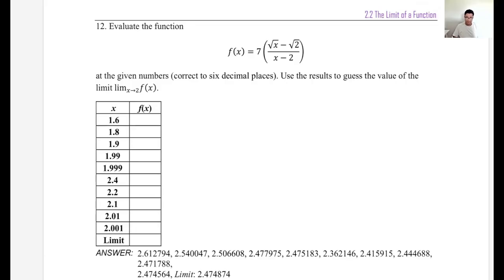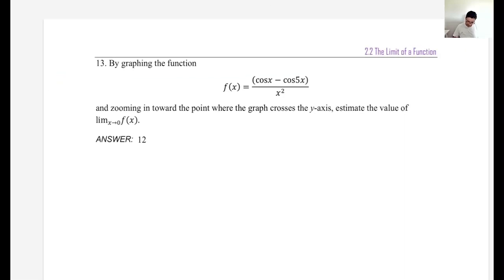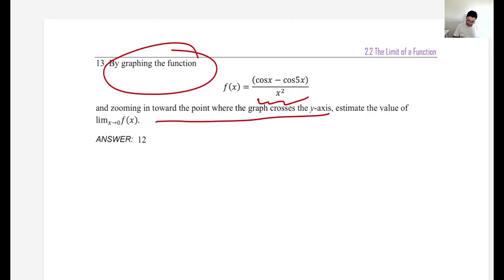Here is again another numerical work that you can do. Now it asks you to do these calculations, okay, and then predict the limit based on that, and you can do it numerically. Again, do the function graphing and zoom where it intersects the y-axis and estimate the value of the limit as x equals 0 of f of x. Okay, so estimate the point where the graph crosses the y-axis.